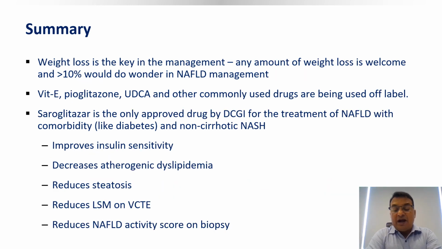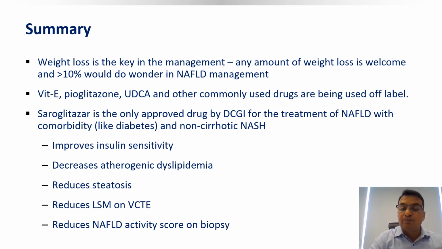Weight loss, dietary modification, exercise is the key in the management. Vitamin E, UDCA, pioglitazone, they all are off-label use. UDCA should not be used for the treatment of NAFLD and NASH. Vitamin E can be considered in non-diabetic NASH. Pioglitazone can be considered at the dose of 30 mg per day. Be watchful for weight gain, edema.